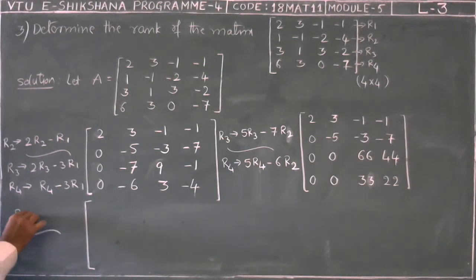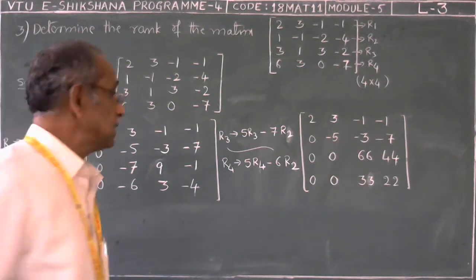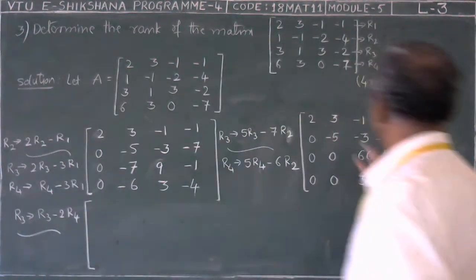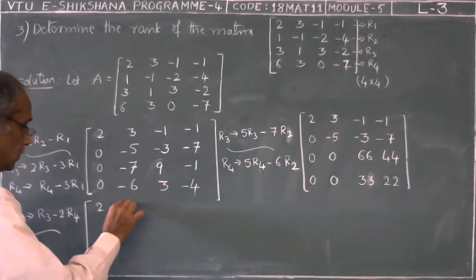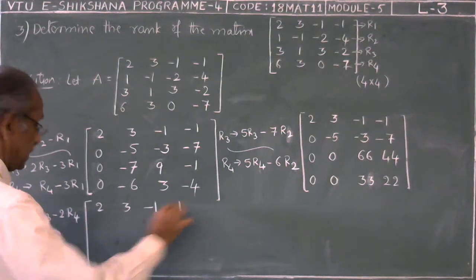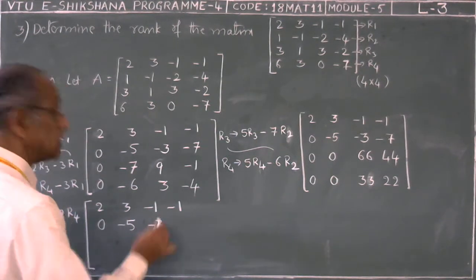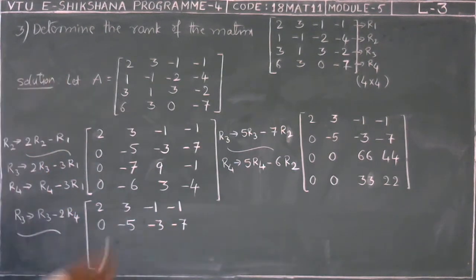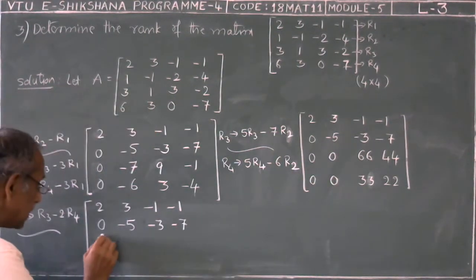R3 will change with respect to the operation R3 minus 2 times R4. So these two are perfectly aligned. So you write as it is: 2, 3, minus 1, then 0, minus 5, minus 3, minus 7. Now there will be a change in R3 with respect to this operation, R3 minus 2 times R4. Because these two are 0, nothing will happen to these two elements.